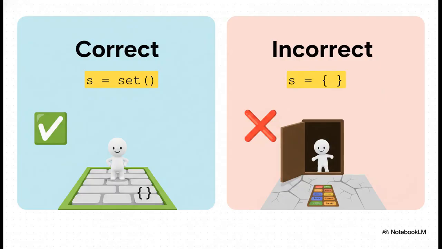Okay, and here's a classic gotcha for beginners, so listen up. If you need an empty set, your brain might tell you to just use empty curly braces, right? But watch out, that actually makes an empty dictionary. The right way, the only way, is to use the set function. Seriously, burn this one into your memory. It will save you from so much confusion down the road.